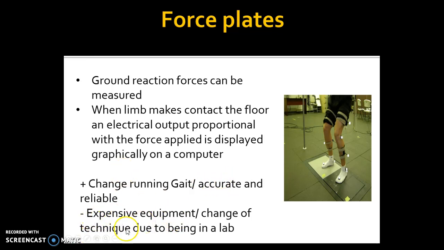The downside, of course, is that it's expensive due to the equipment in the lab. And what sometimes happens is people who are being analysed, for example, let's have a look at a basketball jump up, whatever. If you're doing something on here that you're analysing, people tend to change their technique because they know they're in a lab and being tested.